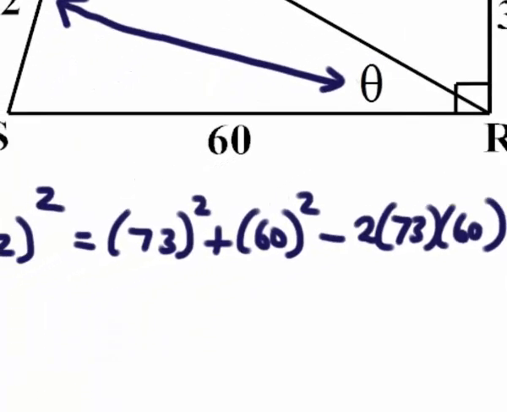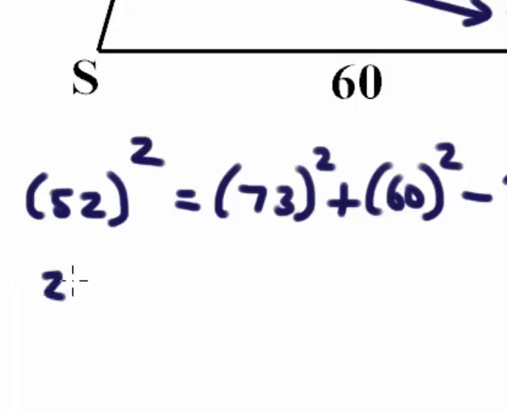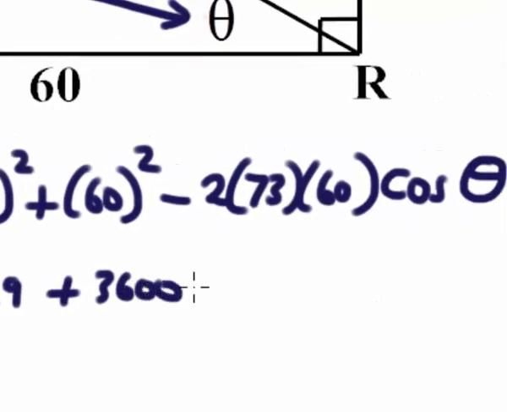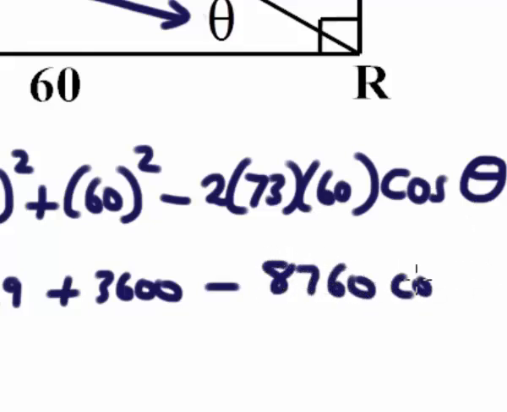So how do we approach that? 52 squared is easy. That's 2704. Let's check it in the calculator. If you like, give it a go. Work with me on this one. What is going to be 52 squared? It's going to give you 2704. 73 squared is going to give us 5329. And 60 squared, well, that's easy, that's 3600. If you multiply 2 times 73 times 60, that's going to give us 8760, the cos of theta.